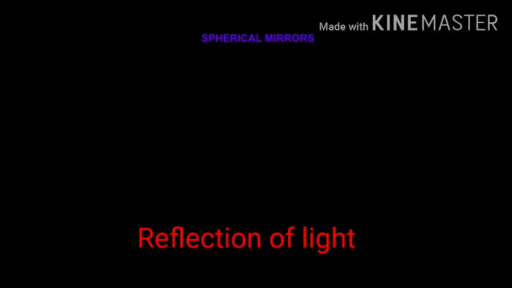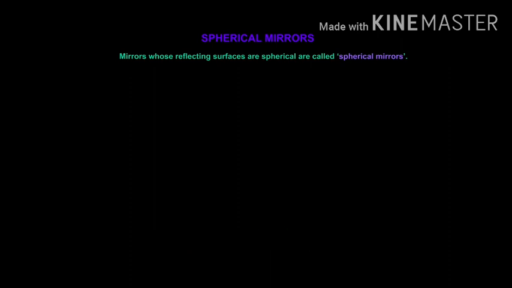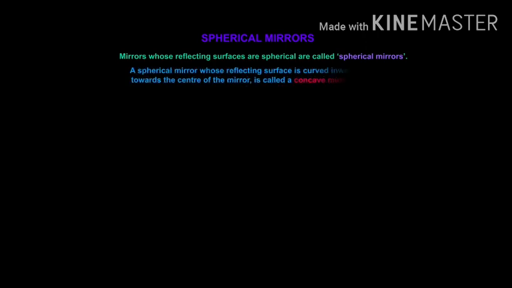Hello everyone. Today we are going to discuss spherical mirrors. As you can see, the mirrors whose reflecting surfaces are spherical are called spherical mirrors, and there are two types of spherical mirrors. The first one is called a concave mirror and the second one is a convex mirror.